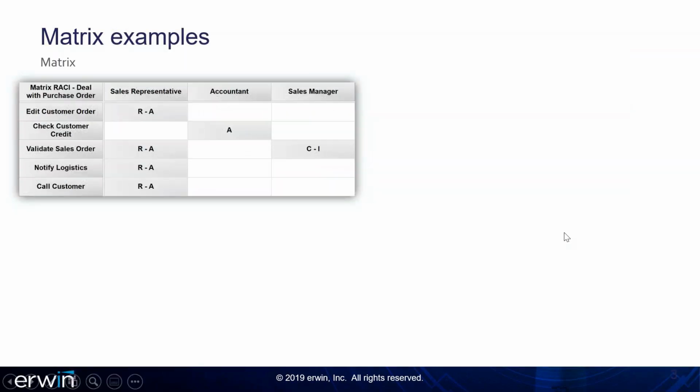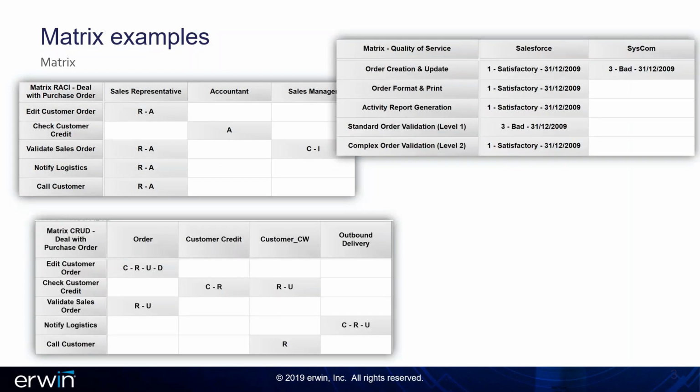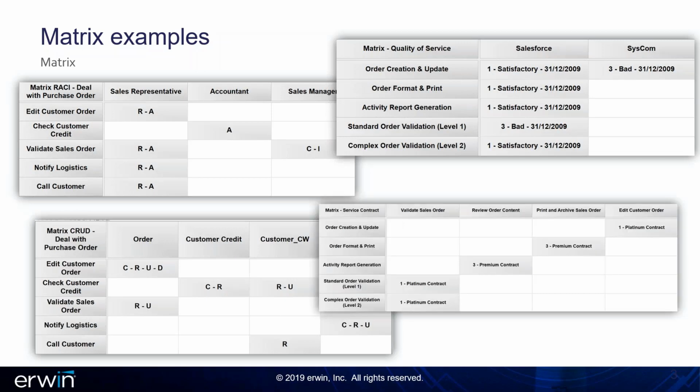Here are a few matrix examples. There's the RACI matrix. Here is a CRUD matrix. And then we have a quality of service matrix and a service contract matrix. All of these have a vertical and a horizontal, so you have the columns and the rows, and in the middle you have intersections. The intersections are the associations between objects, which sometimes have information and sometimes it's really just an X. All of these are examples where we are actually checking information about the associations in one way or another.